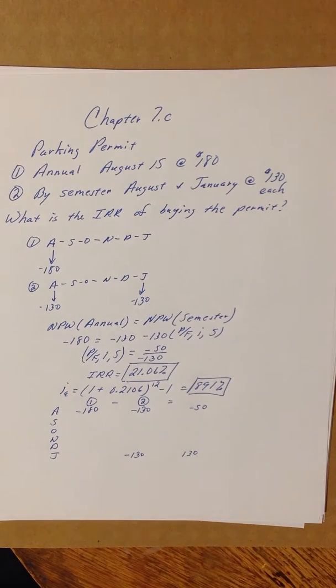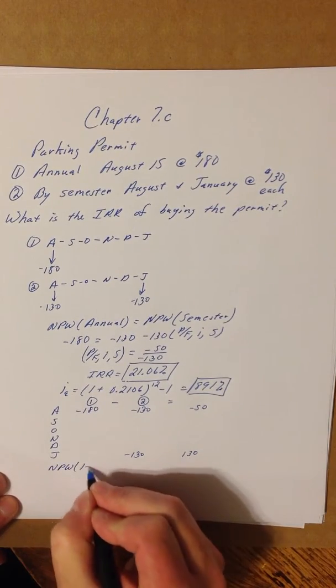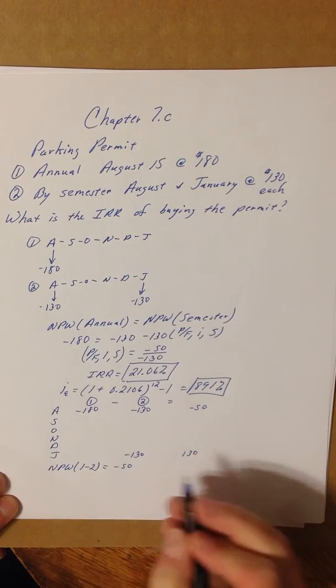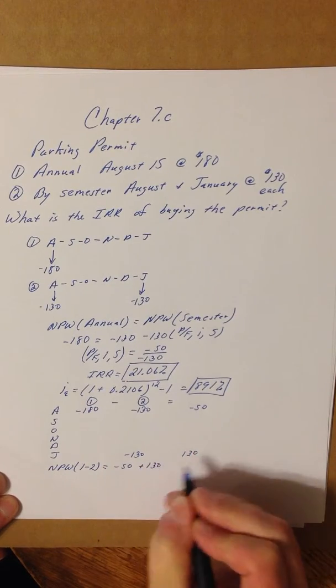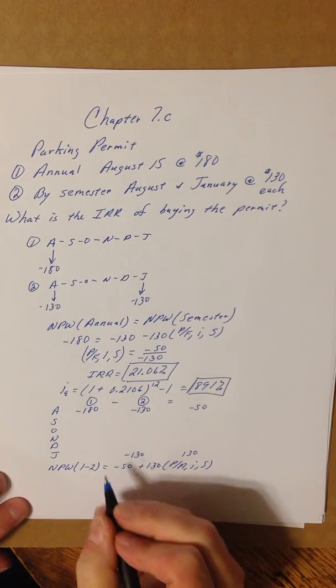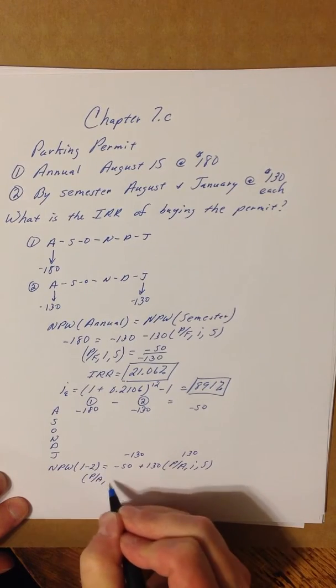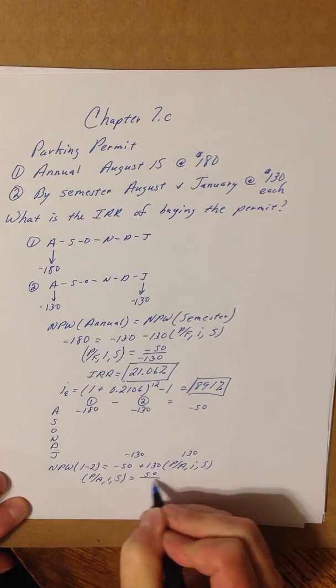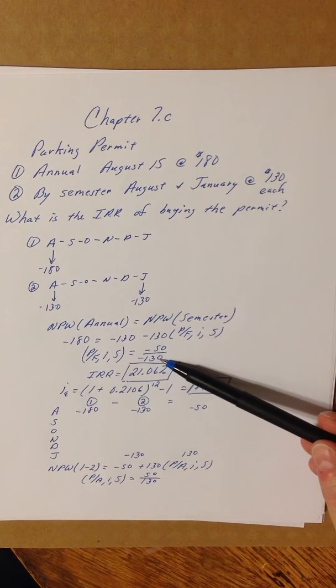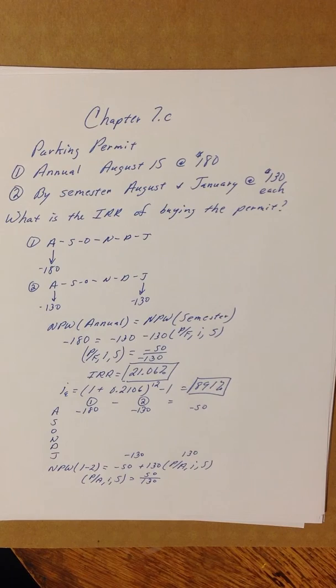Okay, so what we have then is a net present worth of the 1 minus 2, which is equal to minus 50, and then 5 periods away, a plus 130. And so if we do the P given an A, i, 5, and solve for this one, we come up with 50 over 130, which is exactly the same thing as the minus 50 over minus 130 that we had up here. So it does turn out to be exactly the same.